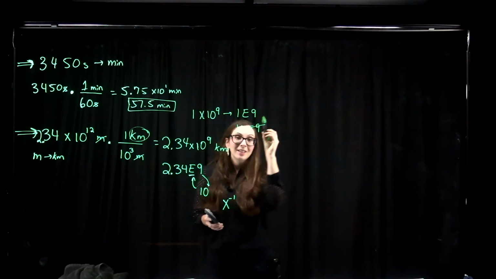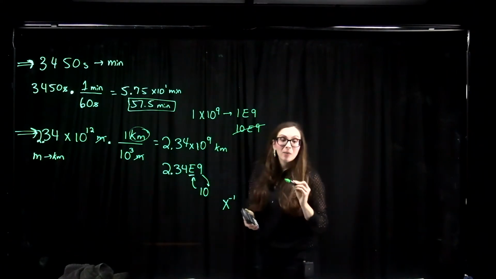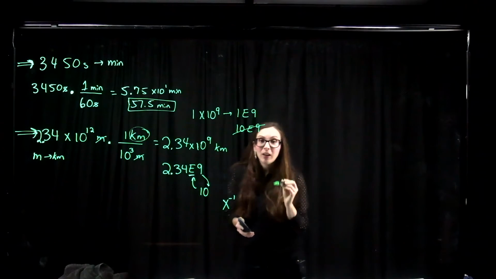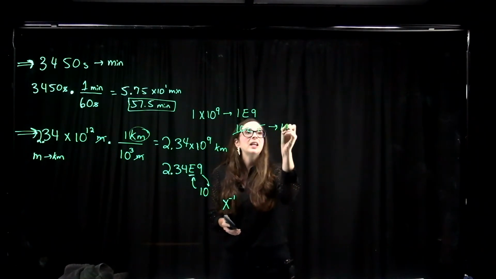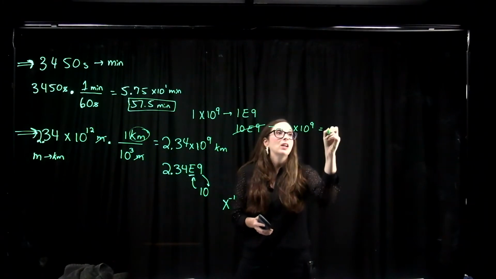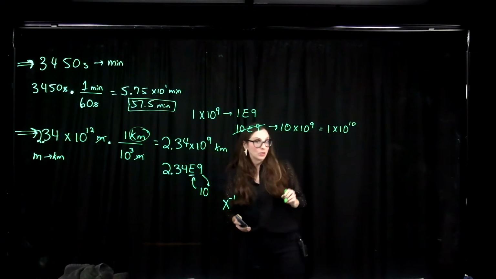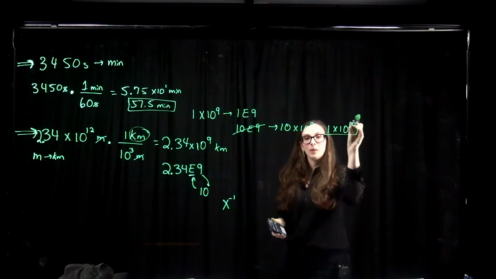If you type in 10E9 for 1 times 10 to the 9, what you're going to get instead is 10 times 10 to the 9. And that is actually 1 times 10 to the 10. And so you want to keep yourself from doing that, okay?